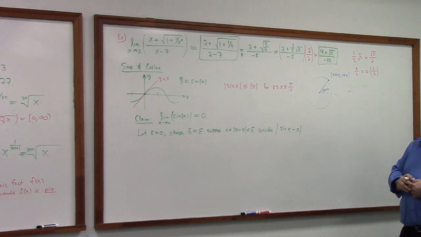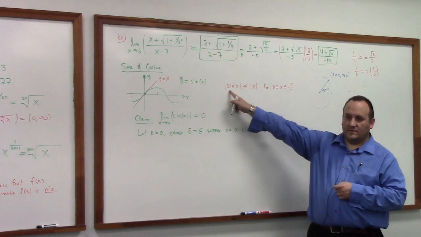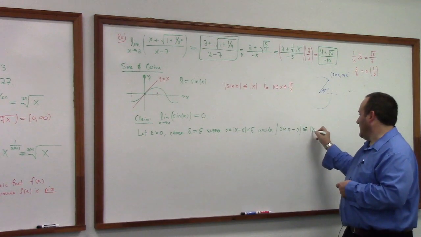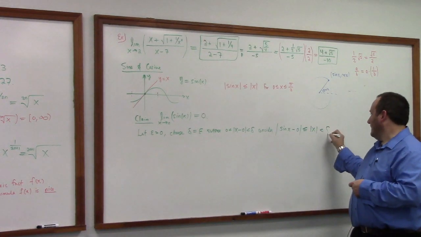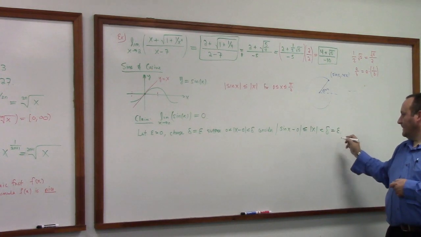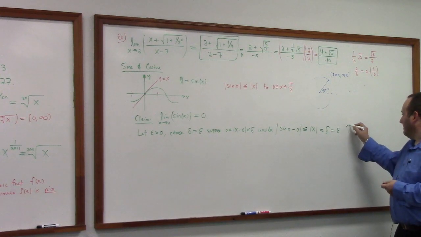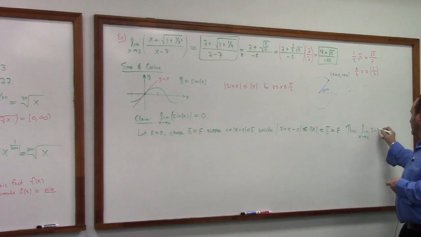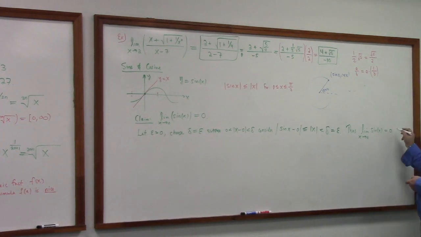But what did I just tell you? Geometrically, the absolute value of sine of x is less than or equal to the absolute value of x. So this is less than or equal to the absolute value of x, which is less than delta, which is equal to epsilon. And so this is all you need to do to prove that the limit as x goes to 0 of sine of x is equal to 0. And 0, of course, is sine of 0.